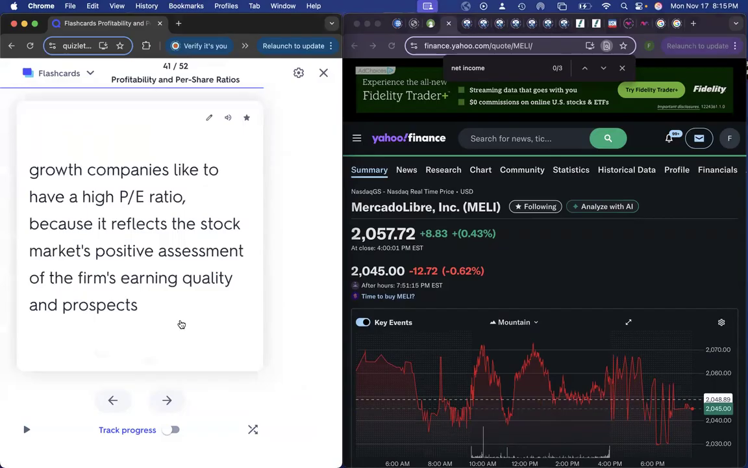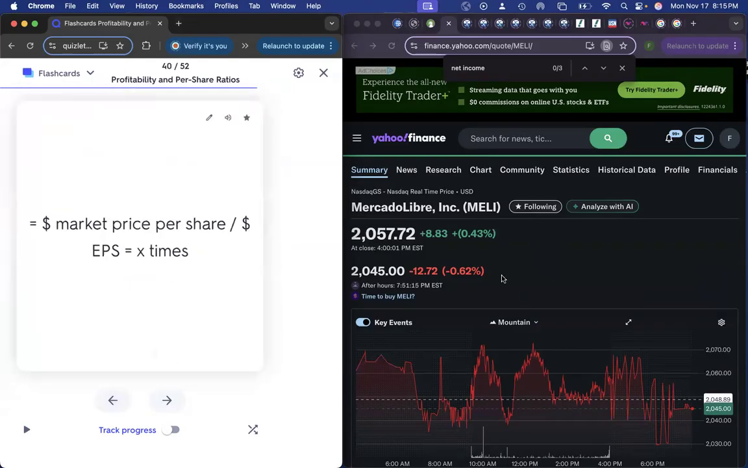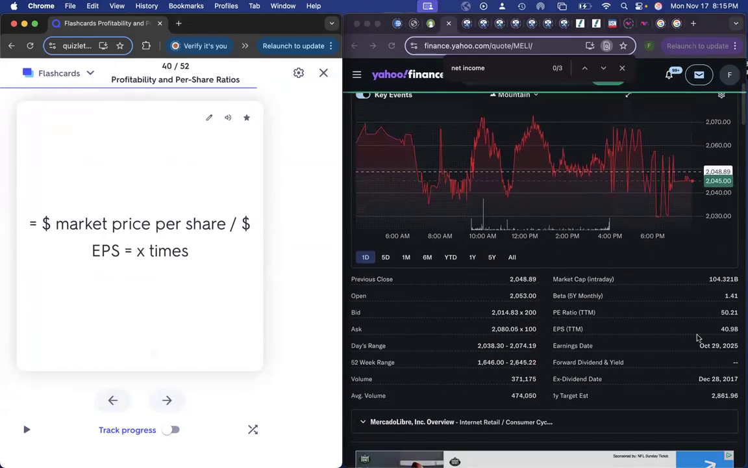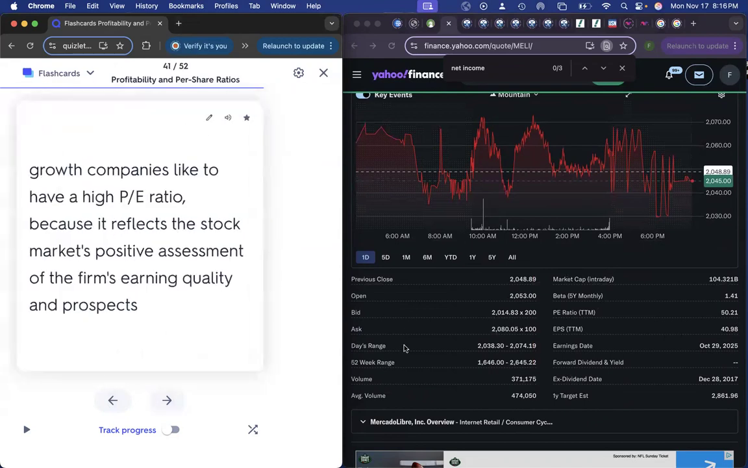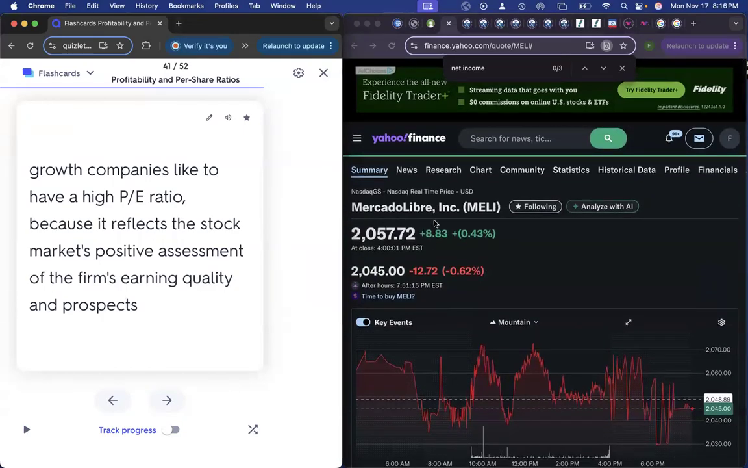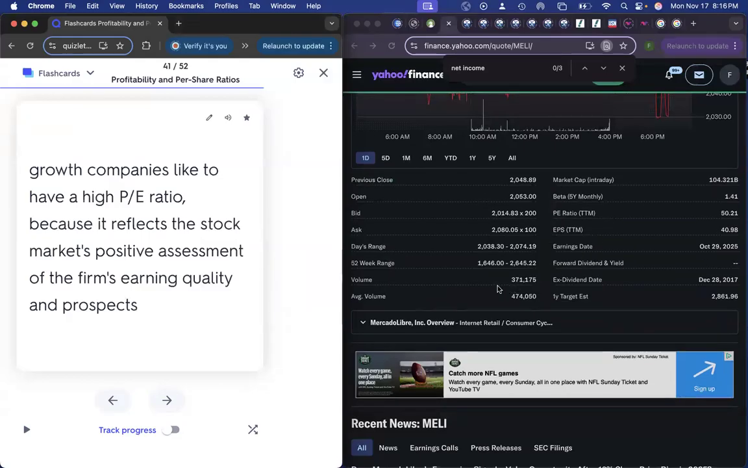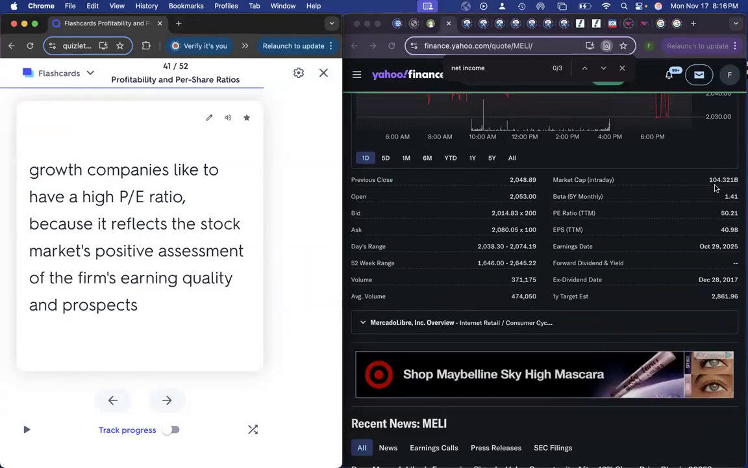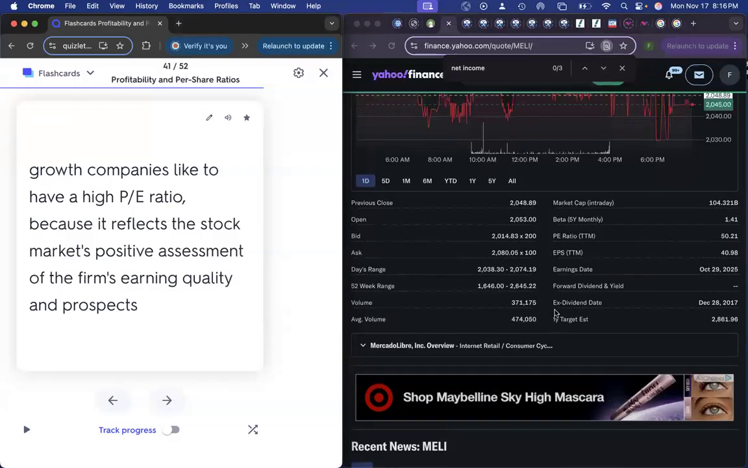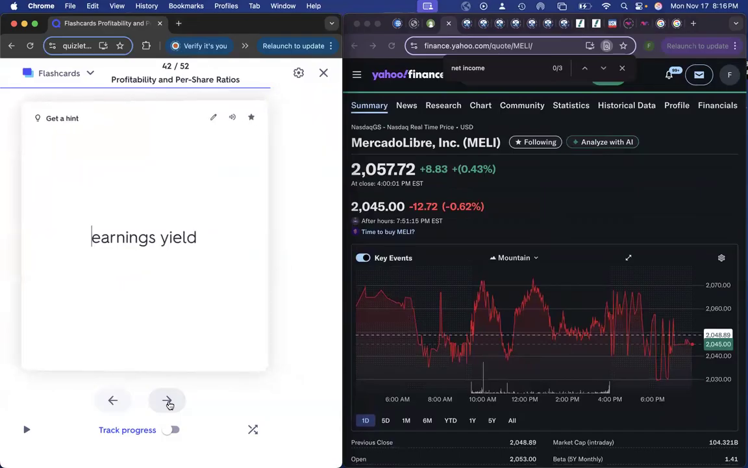Growth companies like to have a high PE ratio because it reflects the stock market's positive assessment of the firm's earning quality and prospects. Like we were saying before, it's the market price per share divided by earnings per share, which is 41, and we got 50, which is kind of big. So Mercado Libre we can think of as a growth company, and that is accurate. They are quite big because their market cap is over 104 billion. So that thought process tracks.